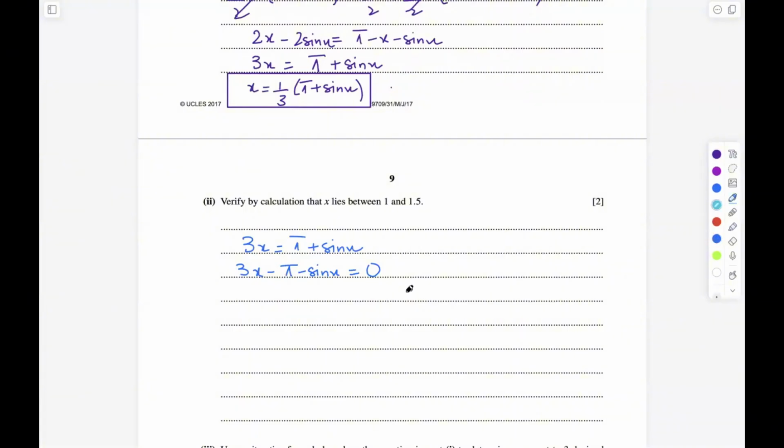Now, to show that the root x lies between 1 and 1.5, we have to show a change of sign. So first substituting x equal to 1, we'll get 3 into 1, which is 3, minus pi minus sine of 1. When we substitute this in the calculator, we get the value as minus 0.983. And when we substitute x equal to 1.5 into the equation, this will become 3 into 1.5, which is 4.5, minus pi minus sine of 1.5. And the answer will be 0.3609 or 0.361. As we have shown a change of sign from negative to positive, it means that x lies between 1 and 1.5.